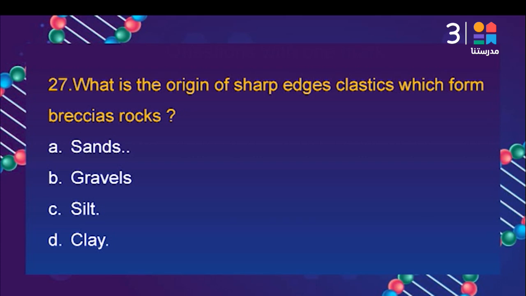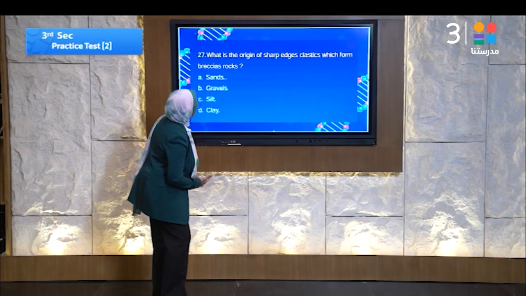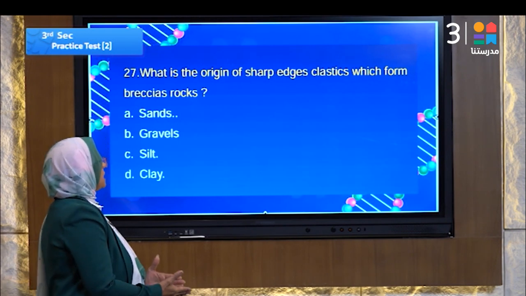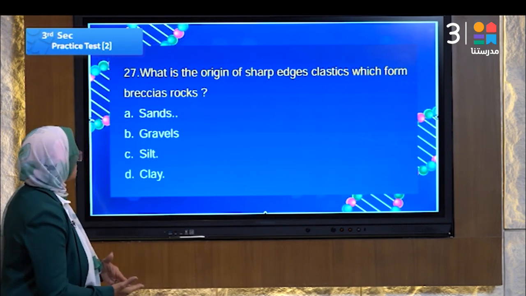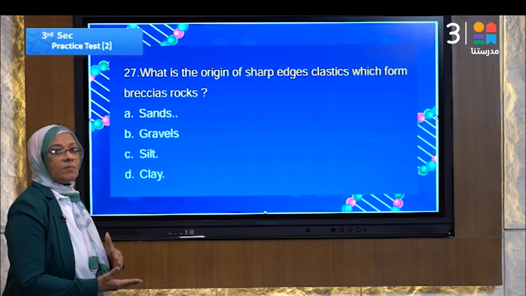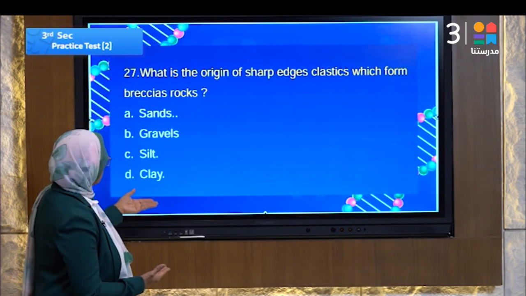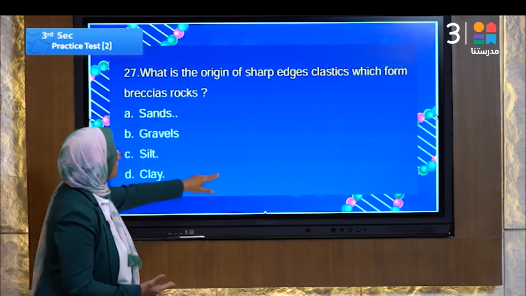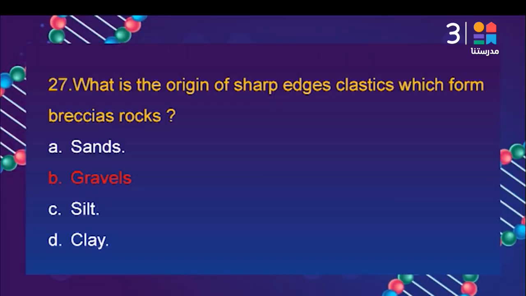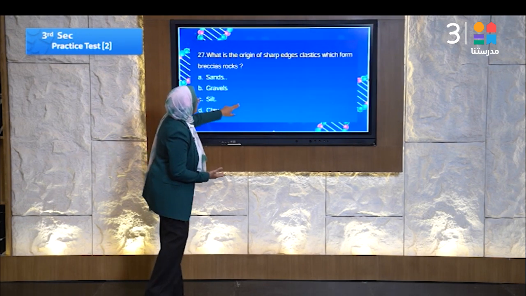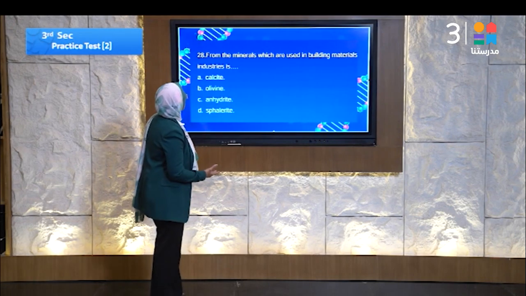27, what is the origin of the sharp edge? Clastic, which forms the precious rocks. What is the origin of the sharp edge? Clastic, which forms the precious rocks. Which of them forms the precious rocks? Let's read. Sands, gravels, silt, clay. The precious rocks must be gravels. The gravels have the precious rocks.